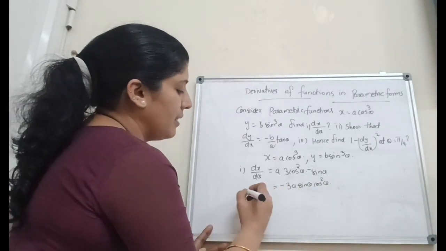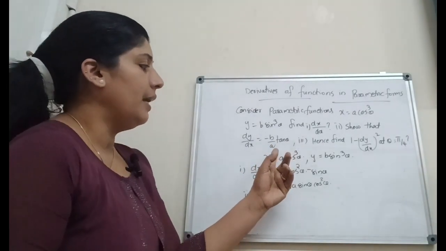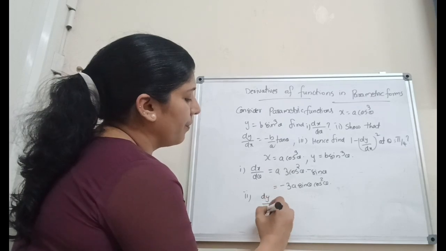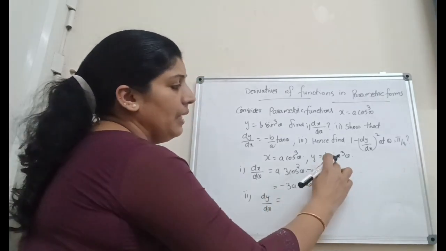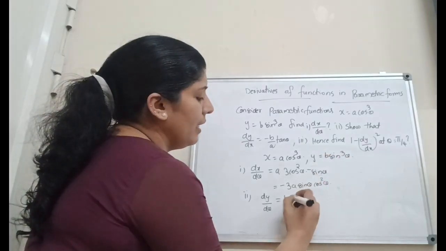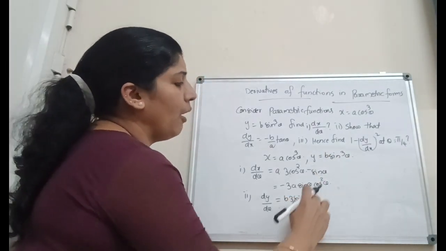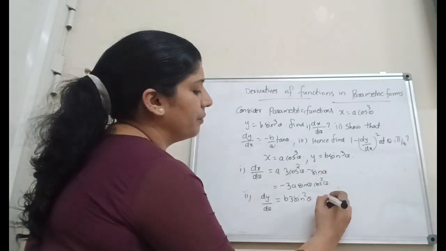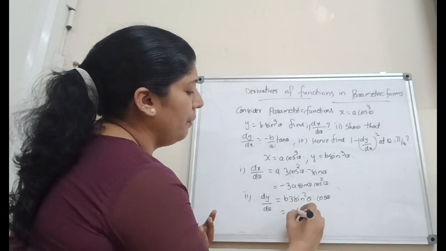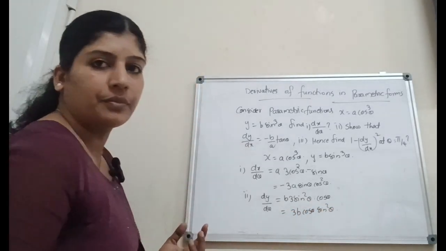Then next, show that dy by dx equal to minus b by a tan theta. That is why here we have to find out dy by d theta. Here y equal to what? B sin cube theta. Therefore dy by d theta is equal to b into 3 sin square theta into d by d theta of sin theta, that is cos theta. Therefore it is equal to 3b cos theta sin square theta.